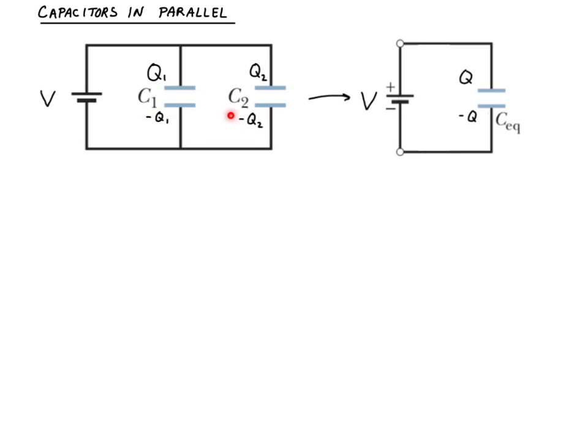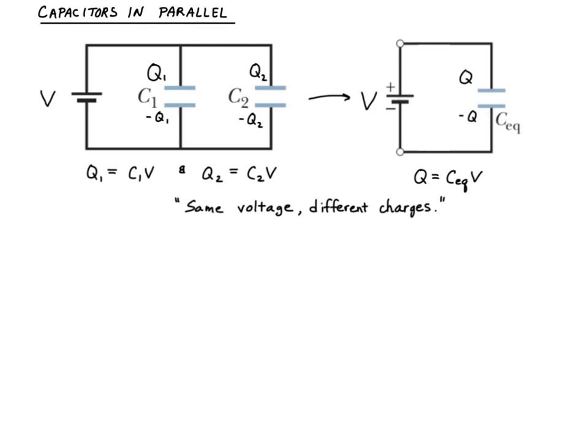Well, we can use the capacitance equation to write down the charges Q1 and Q2 and the charge Q on this circuit. So we see something interesting. They all share the same voltage, V, but they all have different charges, Q1, Q2, and Q, which brings us to a general statement: capacitors in parallel have the same voltage but different charges.